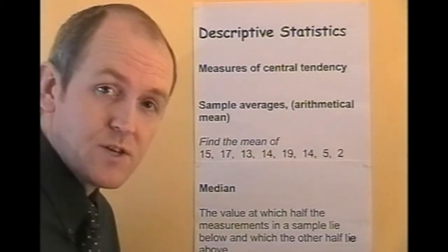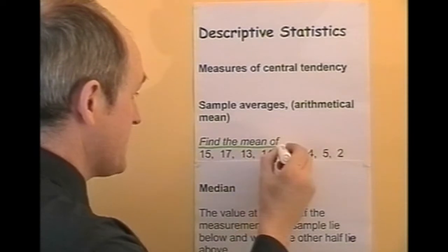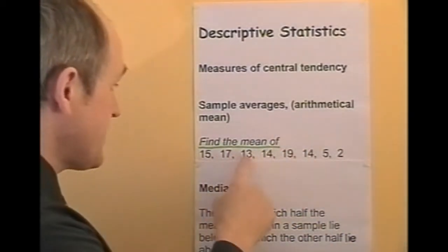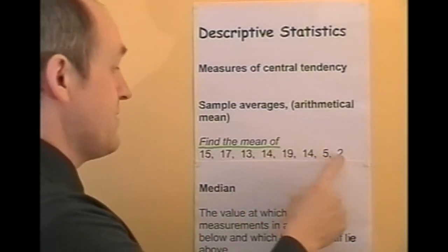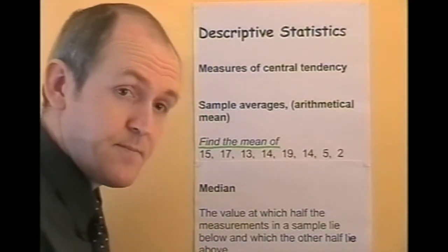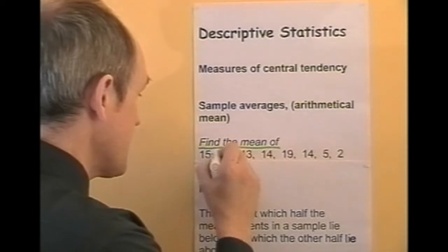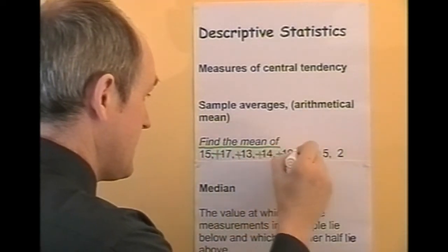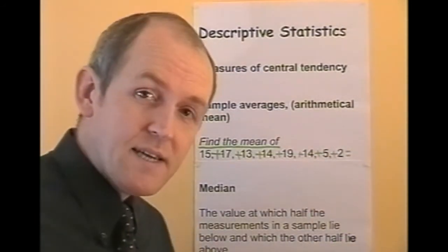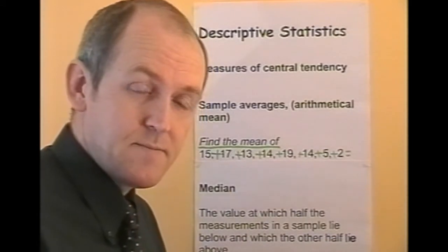So for example, here is the question. Find the mean of this data set. So we've got 15, 17, 13, 14, 19, 14, 5 and 2. What is the mean, or what is the average figure of that data set? Well, all we do is we add the numbers together, add all these together, and then we divide by the number of numbers in the set.